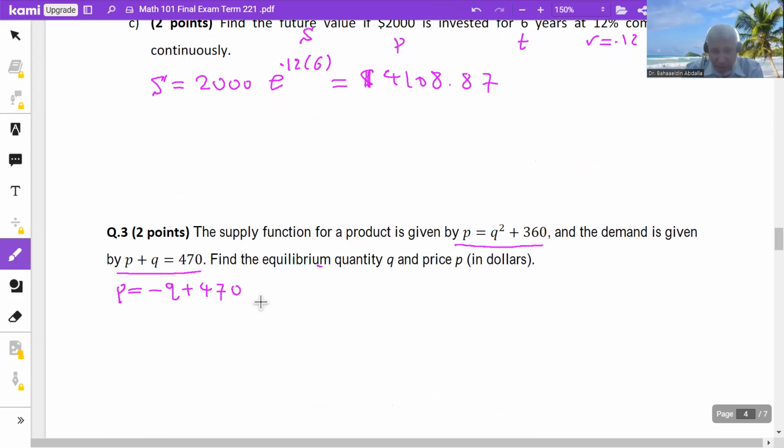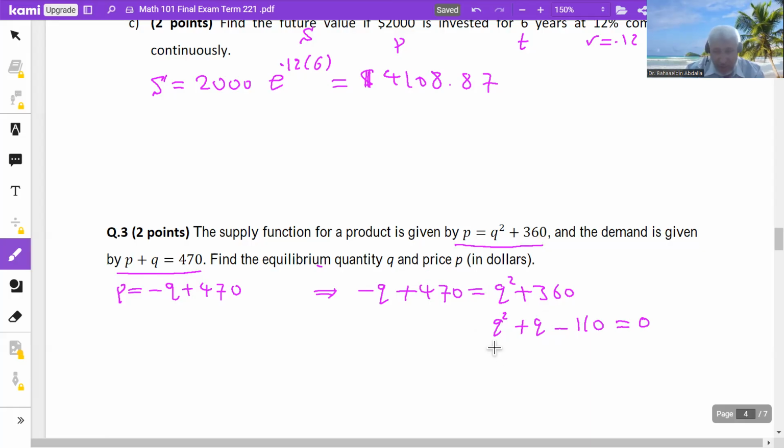And now we have P here and P here. So I can put the two equations equal. Negative Q plus 470 would be equal to Q squared plus 360. Taking Q to the other side, I'll have Q squared plus Q, and then 360 minus 470, I'll have minus 110, equals 0.